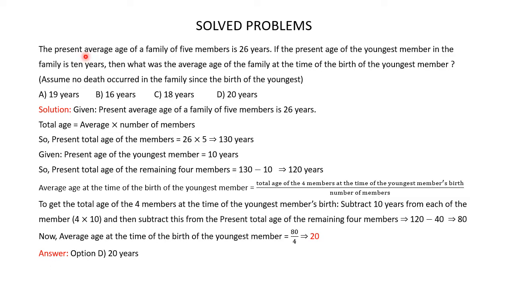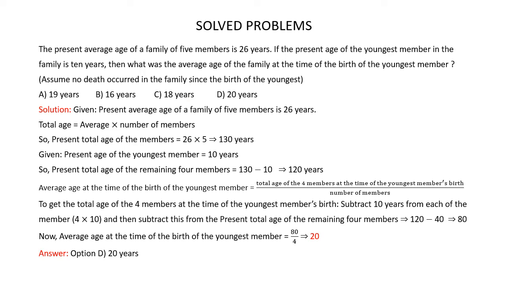The present average age of a family of 5 members is 26 years. If the present age of the youngest member in the family is 10 years, then what was the average age of the family at the time of the birth of the youngest member? Assume no death occurred in the family since the birth of the youngest. You are given 4 options here and you have to find out which of these options is the correct one.